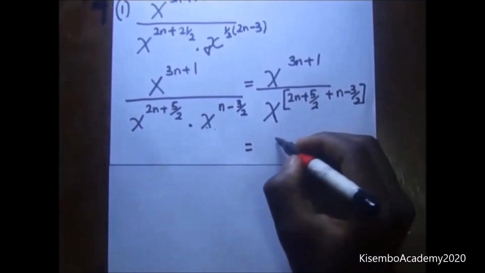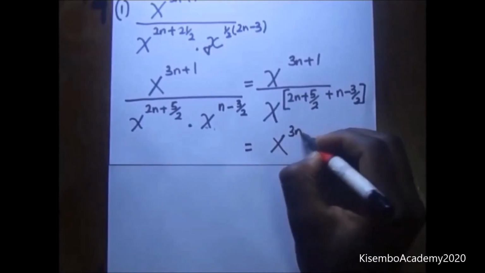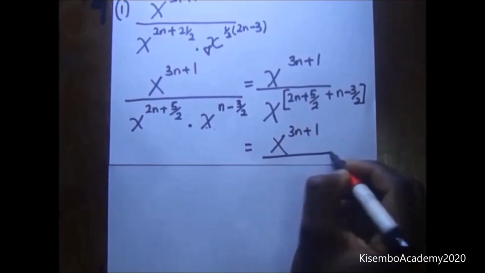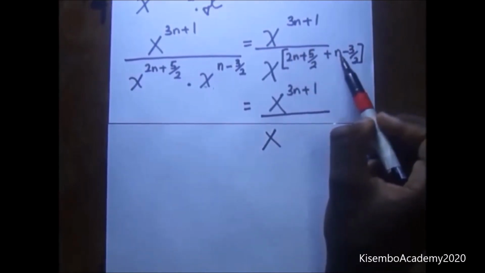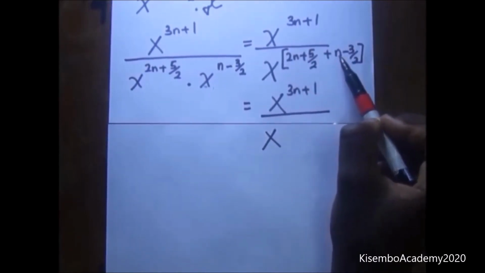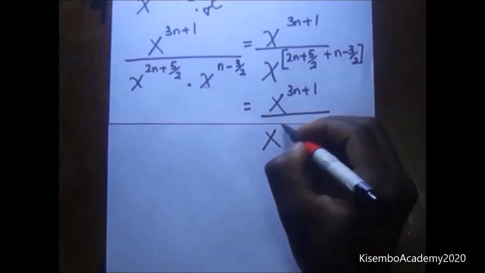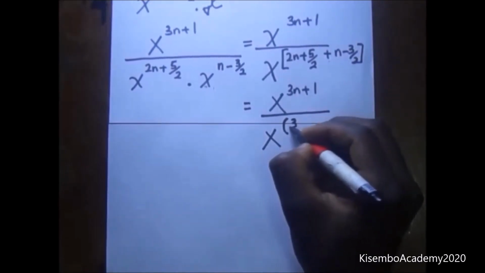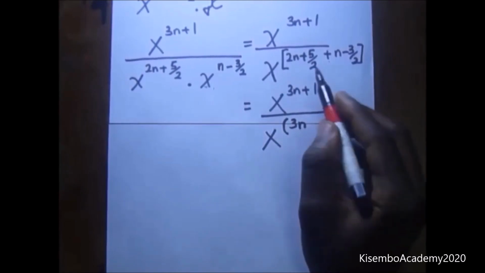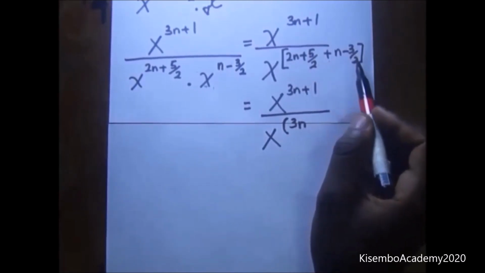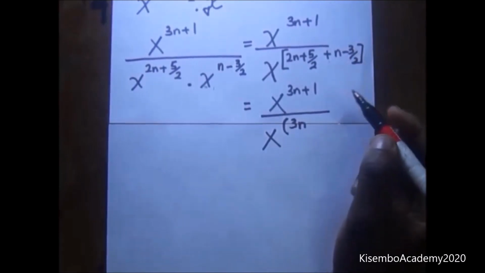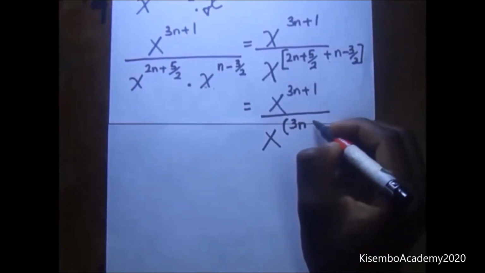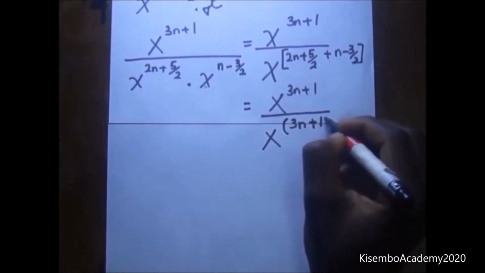When we come down here, it's going to become x to the power 3n plus 1, divide all that by x to the power, now we have 2n plus n, that is going to be 3n. So it's going to be x to the power 3n, then we have 5 over 2 minus 3 over 2, that is going to give us 2 over 2, which is 1, so it's 3n plus 1.